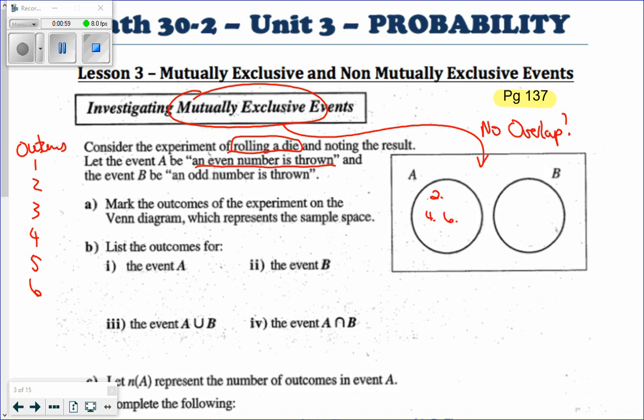Event B is an odd number is thrown. So that would be rolling a 1, a 3, or a 5. List the outcomes for event A, list the outcomes for event B. We've done that. Okay, set theory.